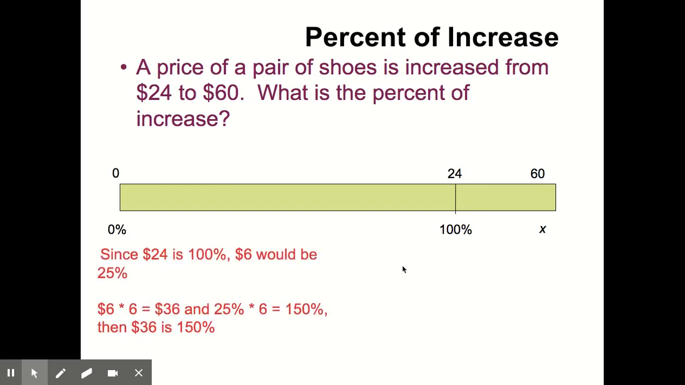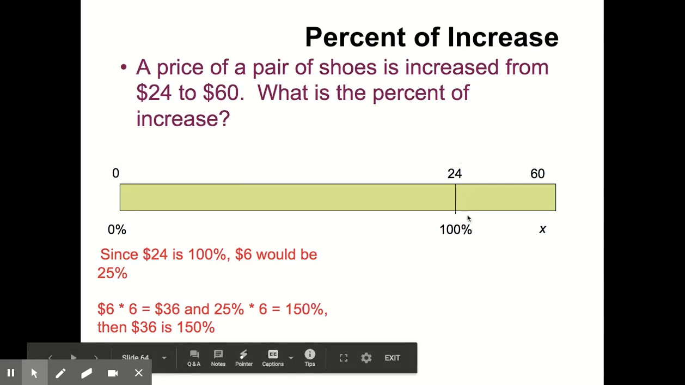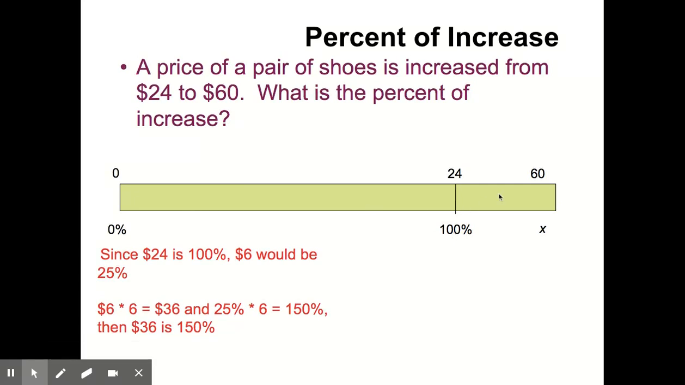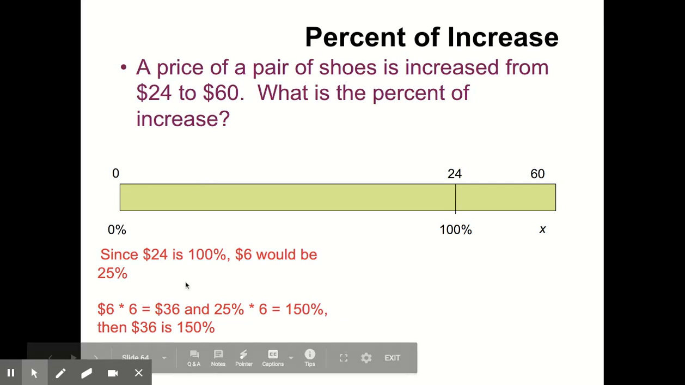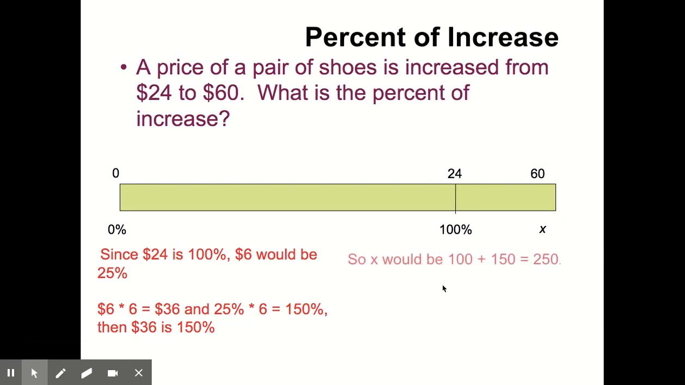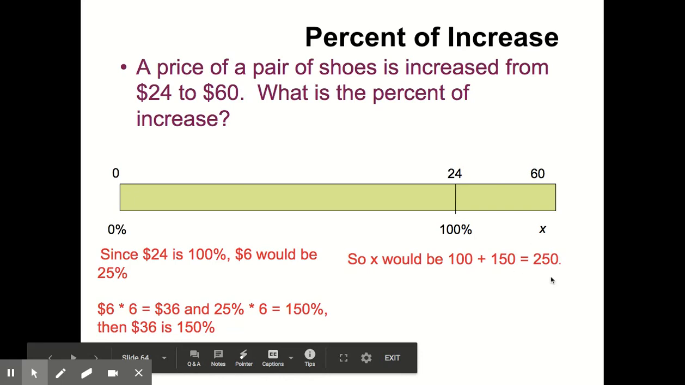Since 24 is 100%, 6 would be 25%. I get that because if I take 100% divided by 4, I get 25%, and if I take the 24 and divide it by 4, I get 6. And $6 times 6 is $36. If the $6 is 25%, then 25% times 6 is 150%. So therefore, $36 is 150%. So to go from 24 to 60 is 150%. So X would be 250%.